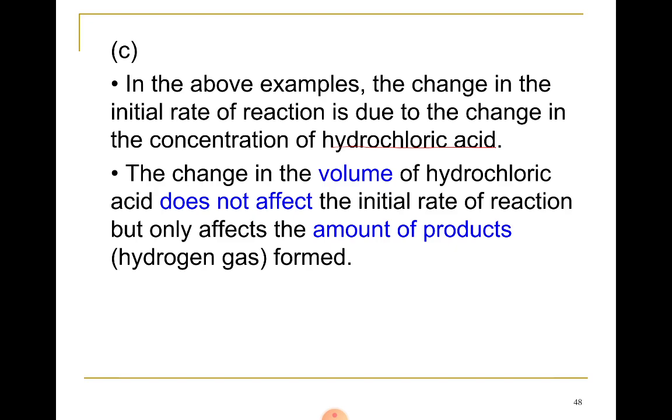Dia bergantung kepada kepekatan asid hidroklorik. Kalau semakin pekat, kadar tindak balas dia semakin tinggi. Tapi volume of gas ataupun kita kata isi padu gas tu berbeza bergantung kepada bilangan mol. Kita kira MV per 1000. The change in the volume of hydrochloric acid does not affect the initial rate of reaction. Dia tak affect yang tu, but only affect the amounts of product form. Maksudnya bilangan hidrogen gas saja yang berbeza.